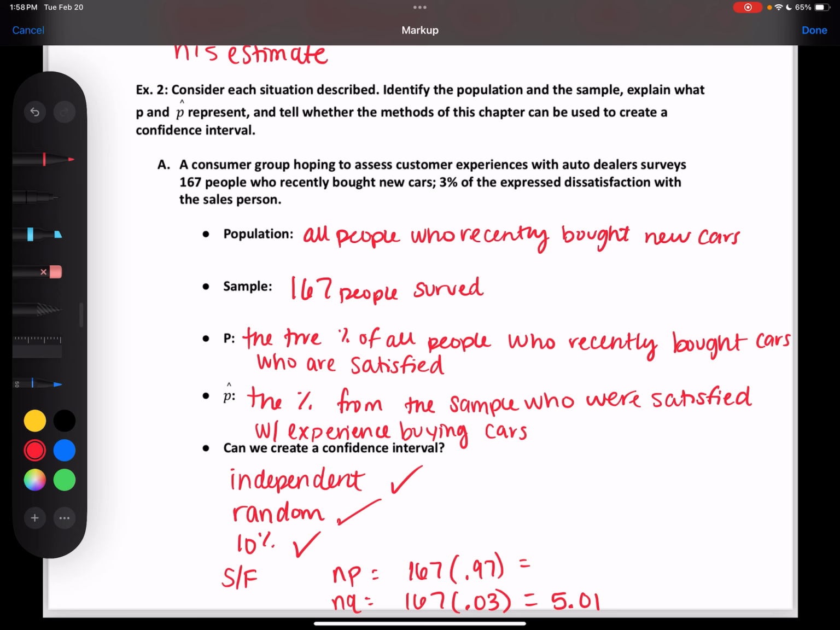So the values are about 5.01 and 161. Now, what do you notice? Success is greater than 10, but failure is less than 10, so we do not meet this condition, and we could not create a confidence interval. Finally, we had one. Well, that's crazy. I don't know why that made me happy. Cause like we would just stop there. But that's why it's essential, especially with confidence intervals, that we make sure that these conditions work. Yeah, we wouldn't have known.